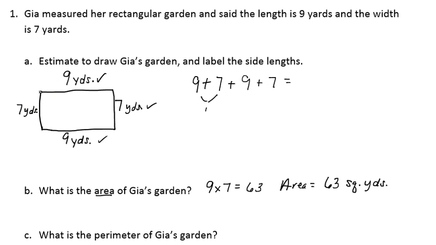Well, 9 plus 7 is 16. Another 9 and 7 is 16. 16 plus 16 is 32. I know that because 15 plus 15 is 30, so 16 and 16 would be 2 more, so 32. That means the perimeter of the garden is 32 yards. It's not square yards because again, we're only measuring the length, so it's 32 yards.